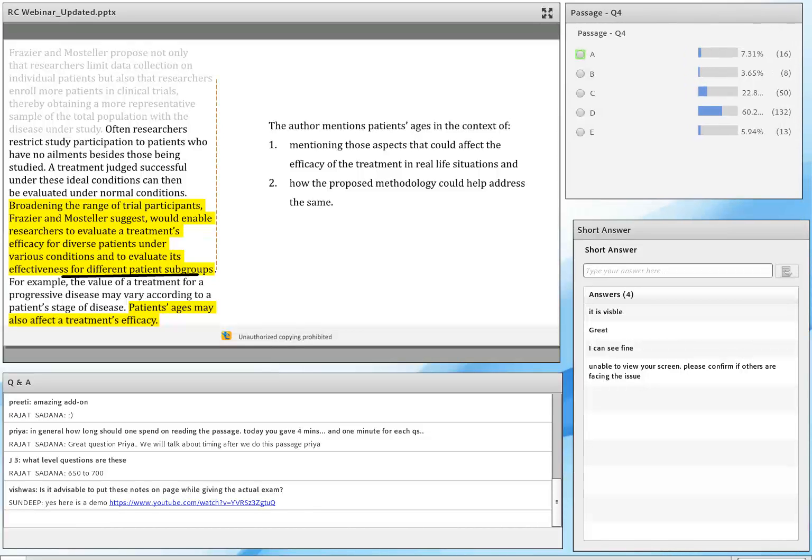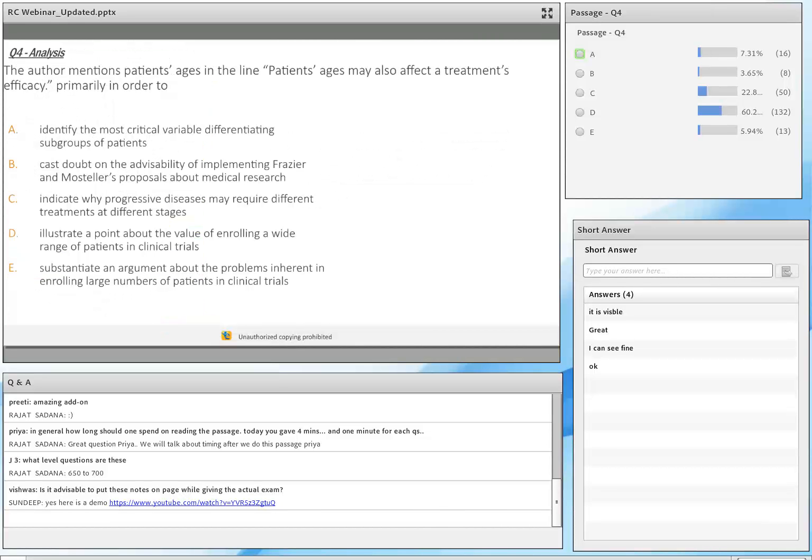I can move this up there as well. Okay. So the author mentions patients' ages in context of the aspects that could affect the efficacy of the treatment in real life situations and how essentially the FNM's methodology proposal would address the same. Let's go to choices over here, and this is a point about the value of enrolling a wide variety of patients.